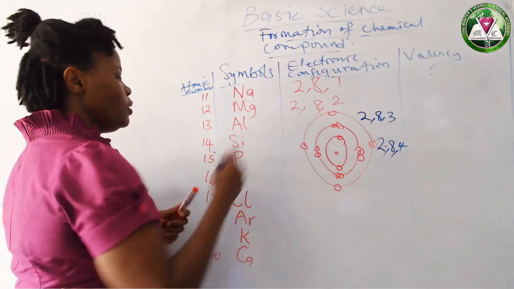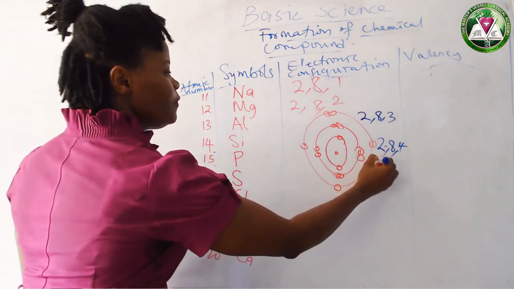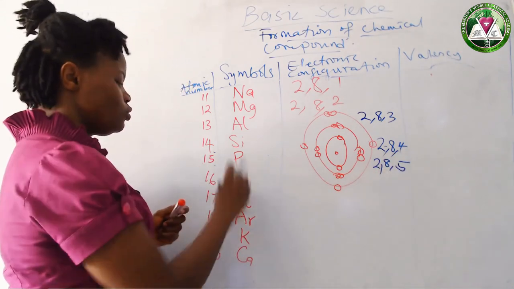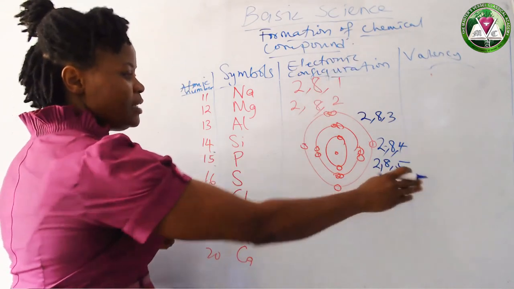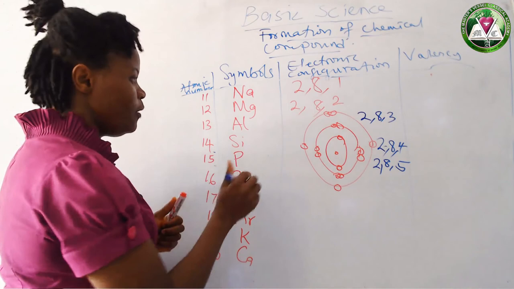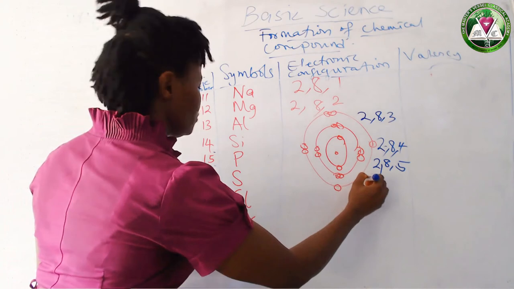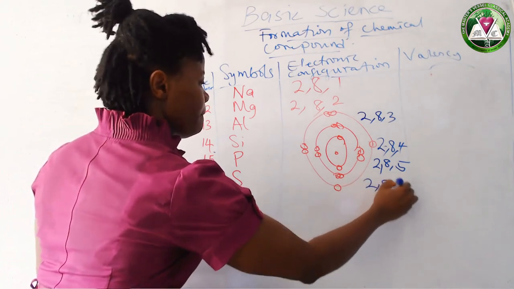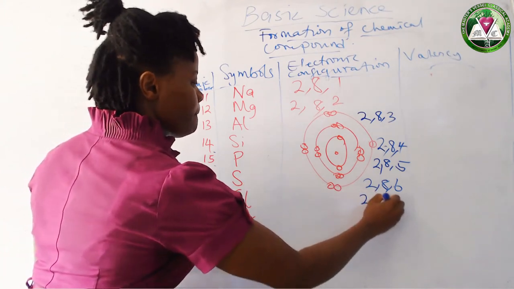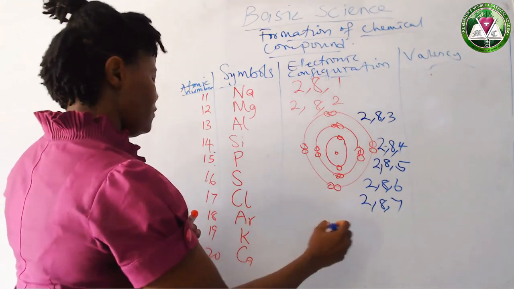Then after silicon, you have phosphorus. Phosphorus still has 2, 8, 5. I want you to try the rest, but because I want to write out the valency, I want you to try it to make sure you try it at your own convenience, okay? Most of the valency, let me just quickly do all of them. You can see it's now complete. So you have argon.